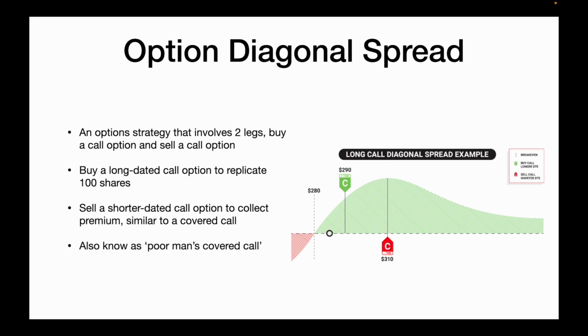A diagonal spread involves two option legs: buying a single call option while simultaneously selling another call option, sometimes referred to as the poor man's covered call. This strategy entails buying a long-dated call option to replicate 100 stock shares while also selling a shorter-dated call option to collect premium, similar to a covered call. Diagonal spreads are ideal for moderately bullish traders anticipating upward stock price movement over 6 to 12 months.